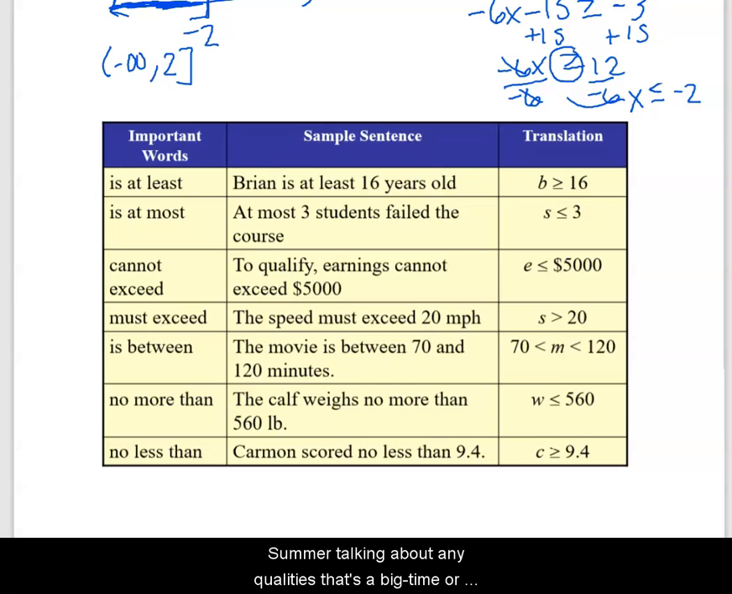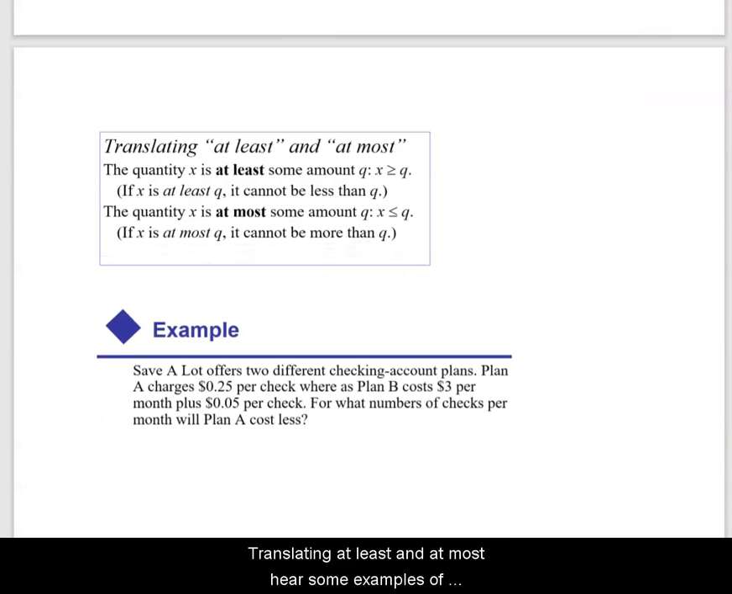So when we're talking about inequalities, that's a big time where people really get confused about wording. So this is a good little guide. Is at least needs to be greater than or equal to. Is at most, less than or equal to. Cannot exceed, less than or equal to. Must exceed, greater than. Is in between. No more than, no less than. So these would kind of help you if you have word problems in your practice, how to set them up. Okay, translating at least and at most. Here's some examples of how to do that.